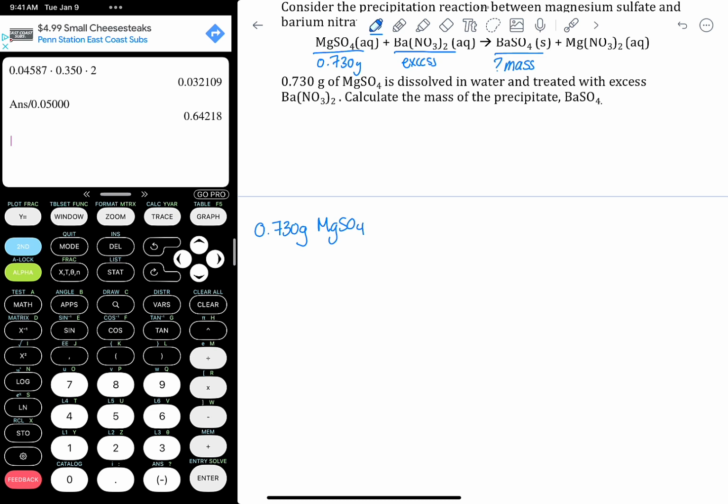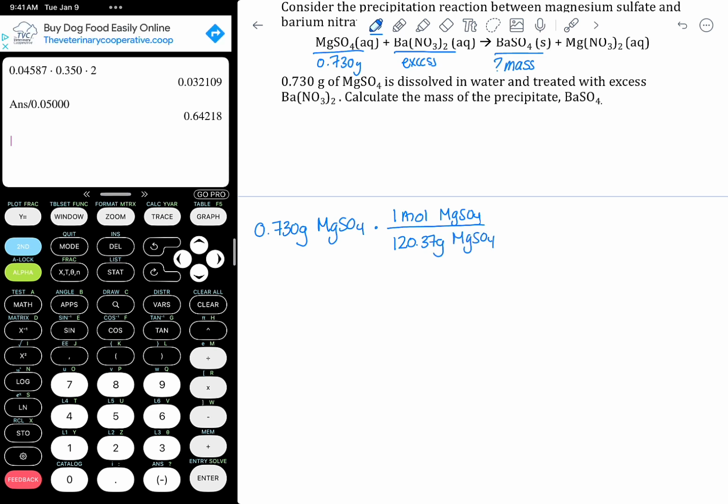Okay, and what we're going to do is convert that to moles, because once I have moles of any reactant or product, I can convert between any other reactant or product in my balanced equation. So we always want to make sure we are converting to moles if we want to convert between two different chemical species. The only way to go between two different chemical species is to use a mole to mole ratio. So we have 0.730 grams of magnesium sulfate. I know that in 1 mole of magnesium sulfate, I have 120.37 grams of magnesium sulfate.